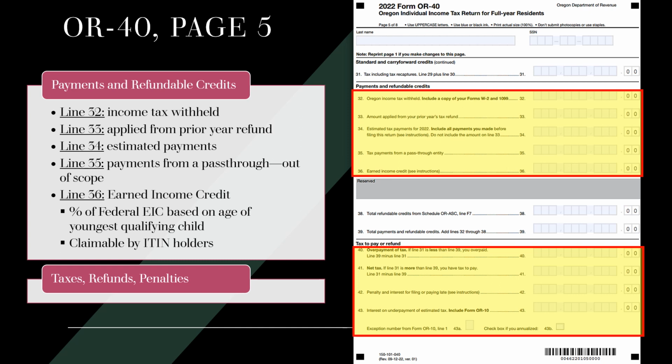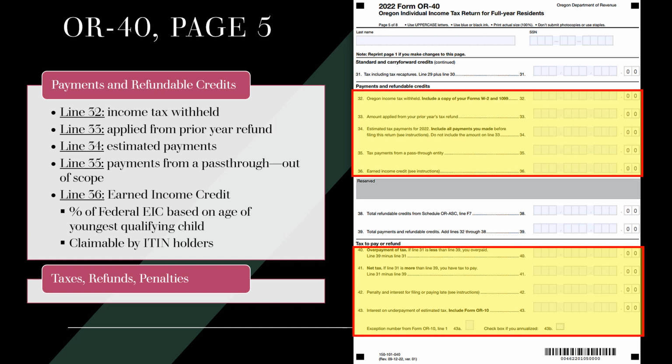Line 35 is for payments made by a pass-through entity that would flow onto the tax return, and this would be out of scope, so don't worry too much about it. Line 36 is for the Oregon Earned Income Credit. This is a percentage of the federal EIC, and it's based on the age of the youngest qualifying child. Notably, though, taxpayers who are not eligible to claim federal EIC because they were filing with an ITIN may be able to claim an Oregon EIC. Then we come to the section for taxes, refunds, and penalties for underpayment.